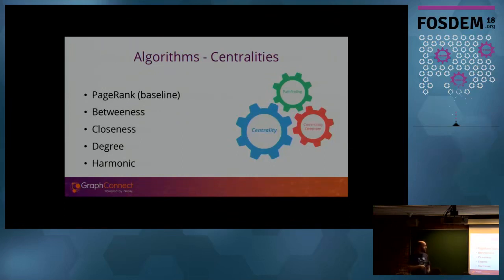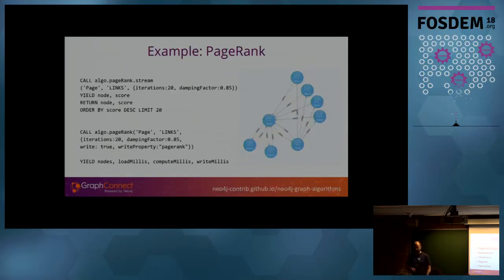Okay, so what did we implement? We implemented, in terms of centralities, PageRank as a baseline algorithm. Between the centrality, closeness centrality and degree centrality were already there in Neo4j out of the box. Harmonic centrality as well. And we are also looking into some other ones. And here's an example for PageRank on DBpedia.